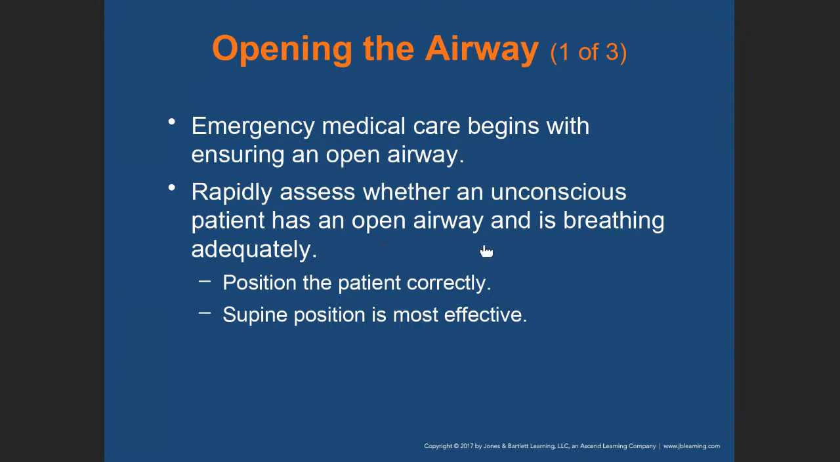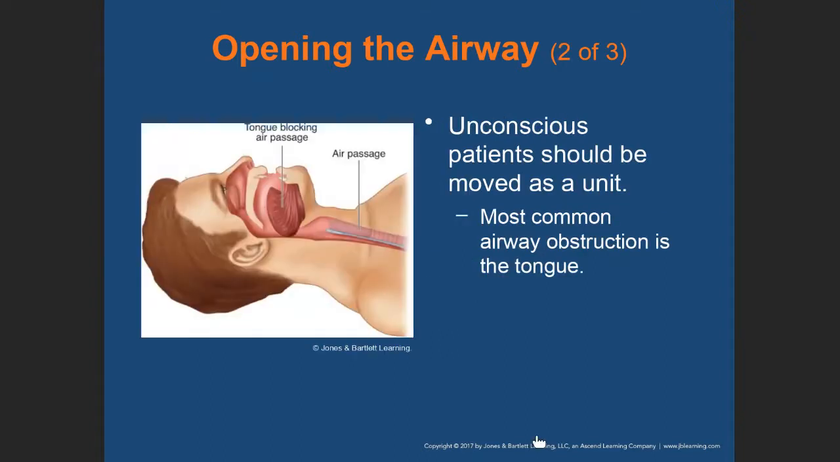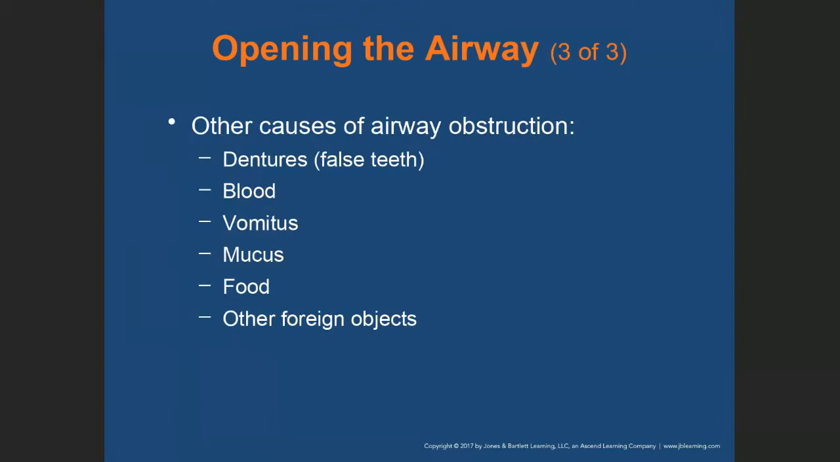Position the patient correctly. The best position to effectively manage a patient's upper airway is at the head of the patient, and the patient must be in supine position. Unconscious patients should be moved as a unit. Most common airway obstruction is the tongue. Other causes of airway obstruction include dentures, false teeth, blood, vomitus, mucus, food, other foreign objects.